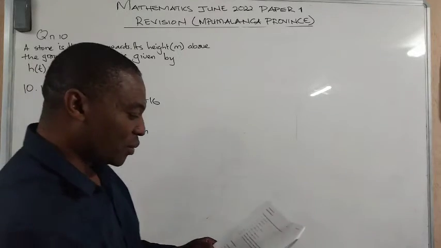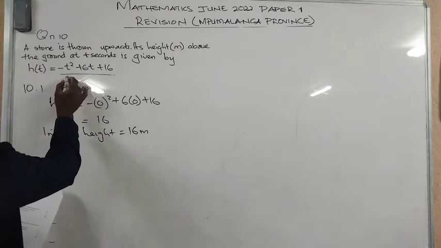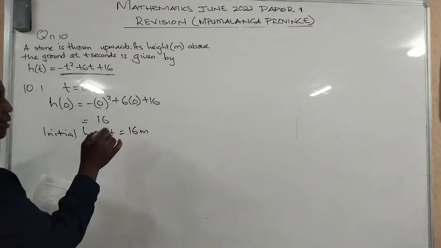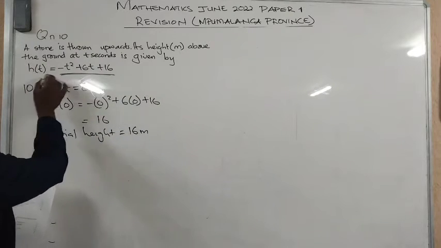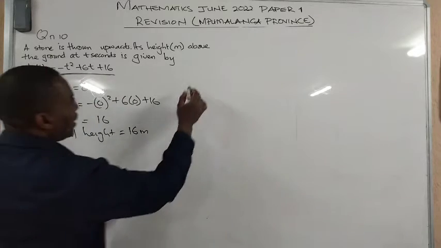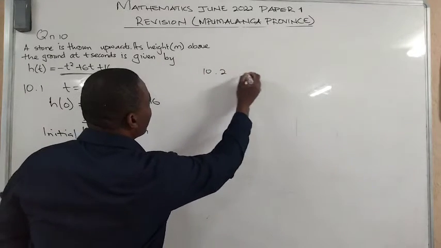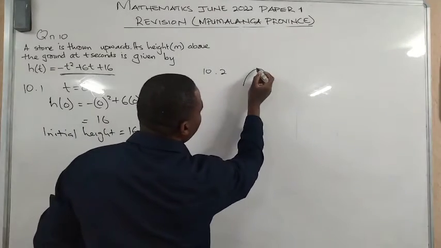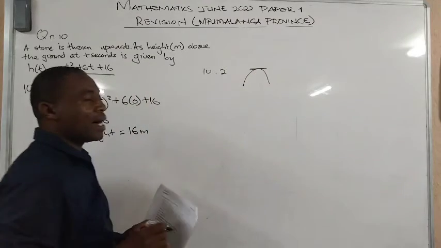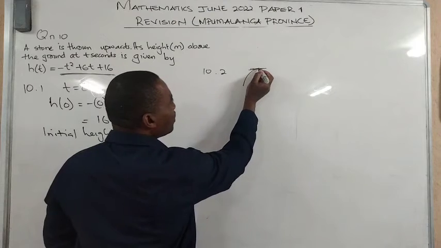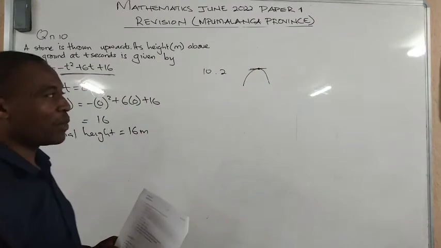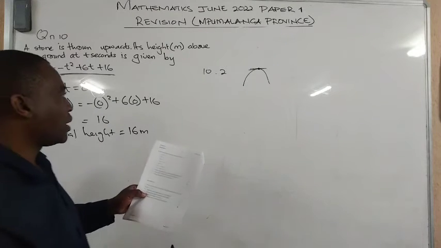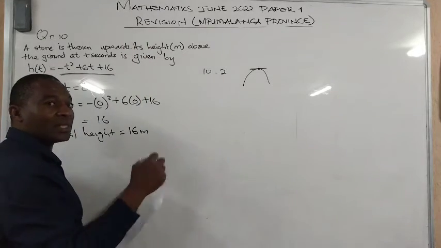10.2, determine the time taken to reach the maximum height. Now, we are looking at our h of t. It is a quadratic. And if we draw the graph of this, it will have this shape. It's concave down. So that's why the question is talking about the maximum height. So it's a question of how do you find the coordinates of the turning point. And here they are saying determine the time taken. So we don't actually need the height, but we want the time taken.